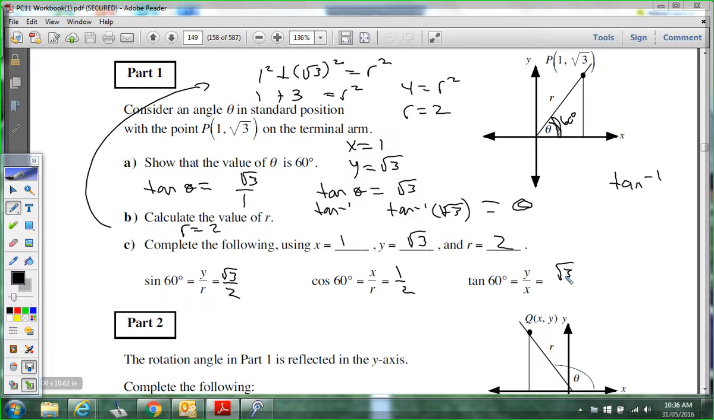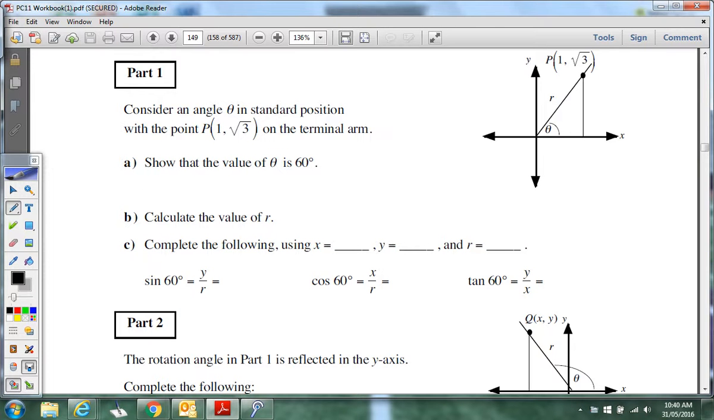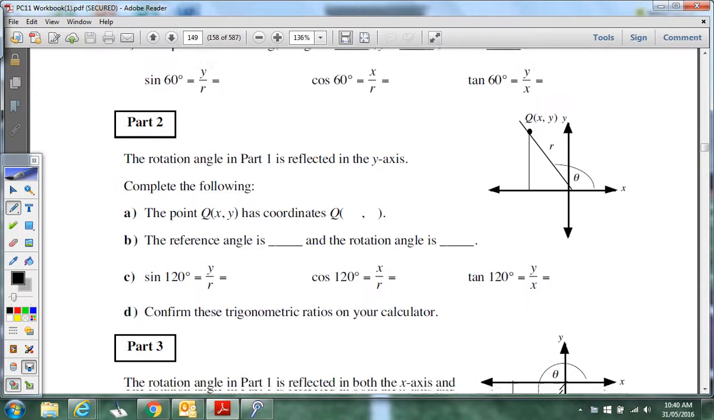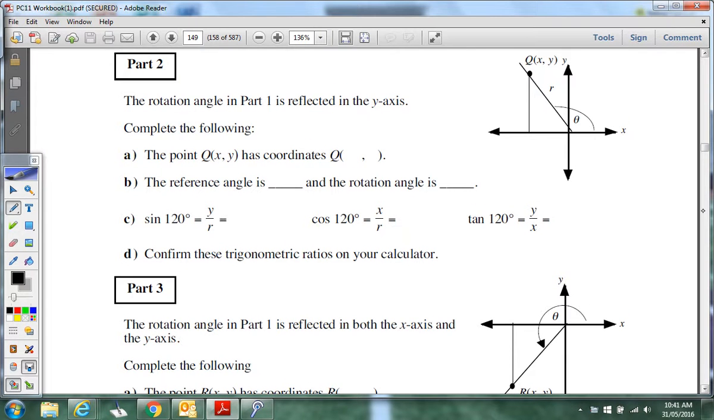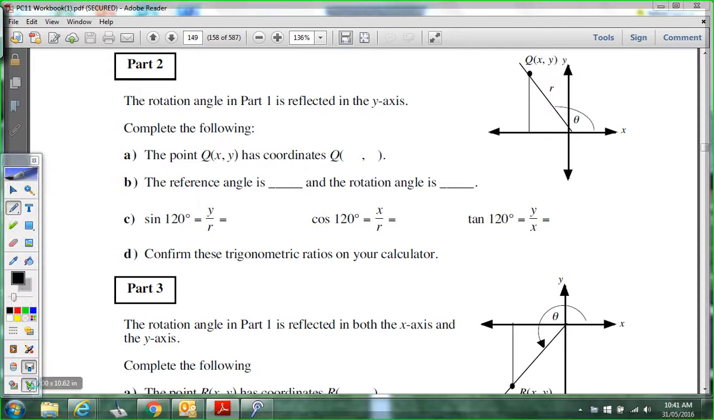Is everybody still okay? I know these are ugly numbers, but trust the patterns. That's the best thing I can say. Okay, so look at part 2 here. The rotation angle in part 1 is reflected in the y-axis. So what that means now is that the old point, which was (1, root 3), is now (negative 1, root 3).